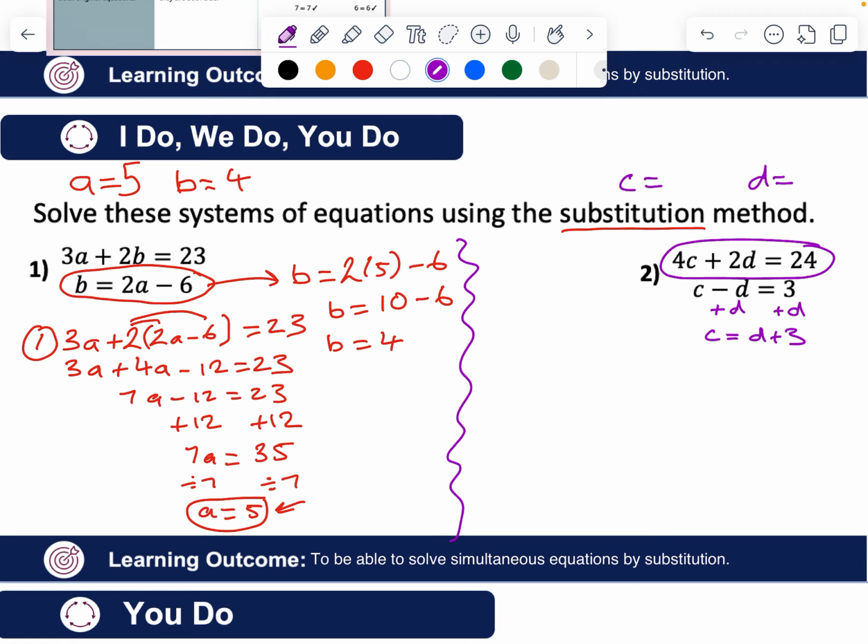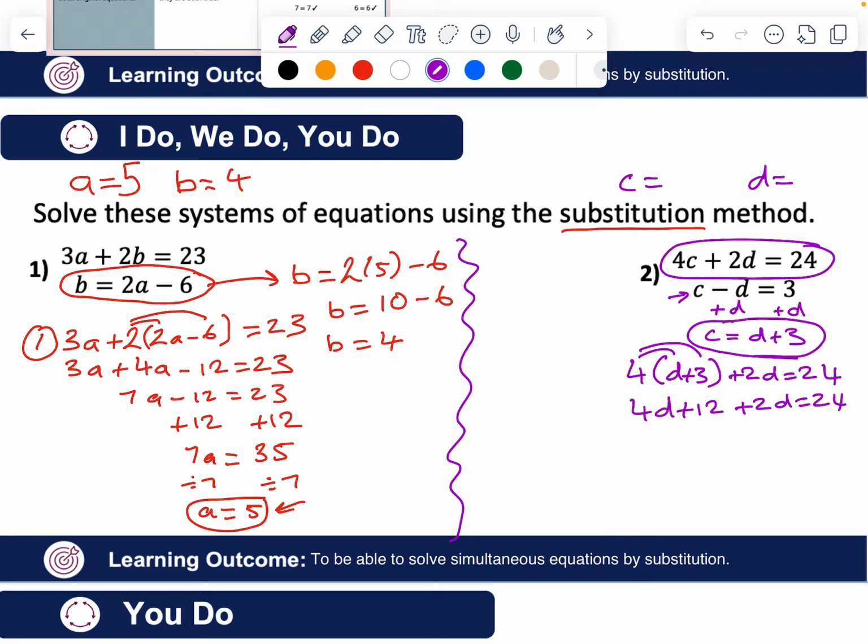So I'm going to use the first one now, and I'm going to use the one that I've just rearranged. So I've rearranged this one here. Now in this question I know what C is. C is D plus 3. So if I take that first equation, 4, instead of C, I'm going to put a bracket and put D plus 3, plus 2D is 24. So if I expand that bracket, 4D plus 12 plus 2D is 24.